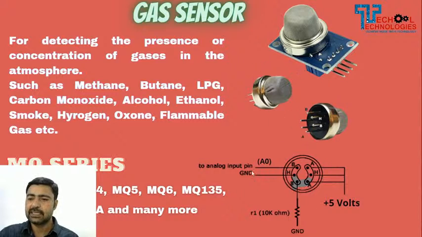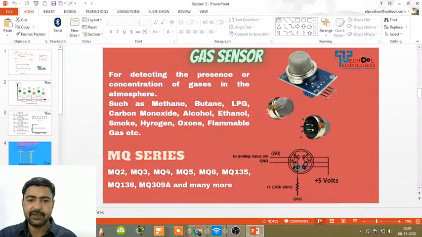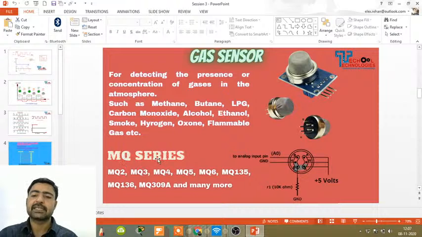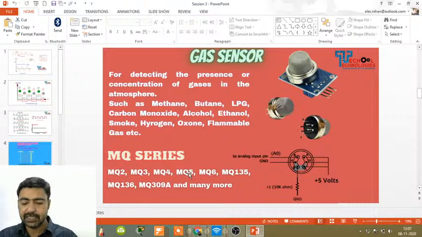And as you can see, this is a circuit diagram. Don't take it seriously, but the main thing is that it is used to detect the presence or concentration of gases in the atmosphere. So you can use it to detect methane, butane, LPG, carbon monoxide, alcohol, ethanol, smoke, hydrogen, ozone. Sorry, it's a mistake. It's ozone and flammable gases, etc. So you can see it here if it is not visible to you. MQ series sensors come in different ranges, MQ2, MQ3. Based on our requirement, we use it in different applications.